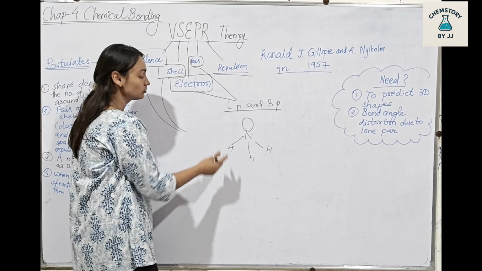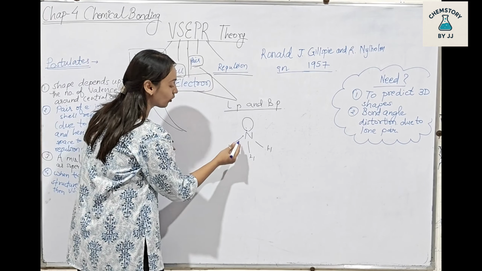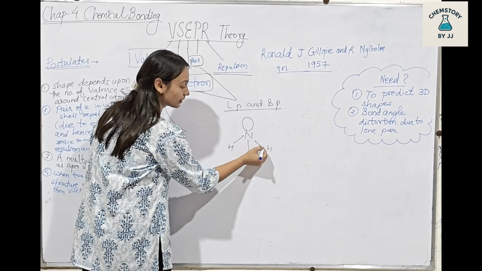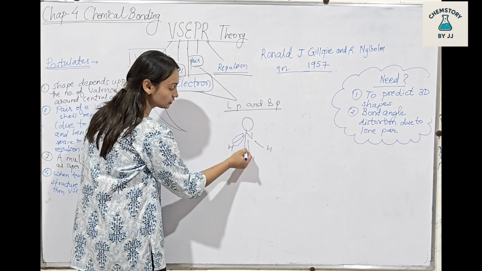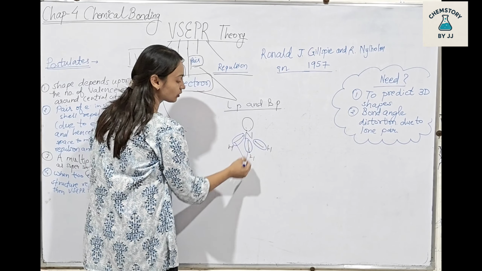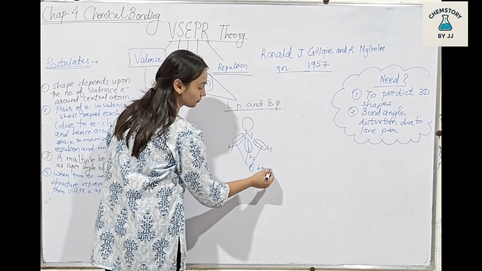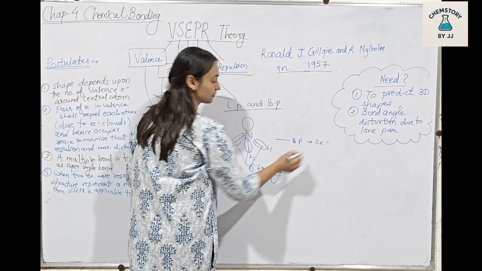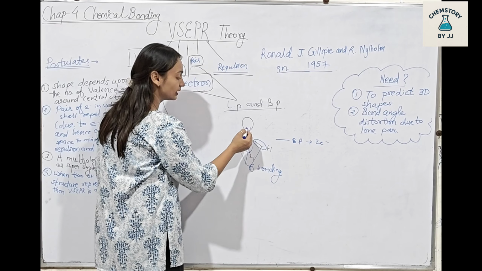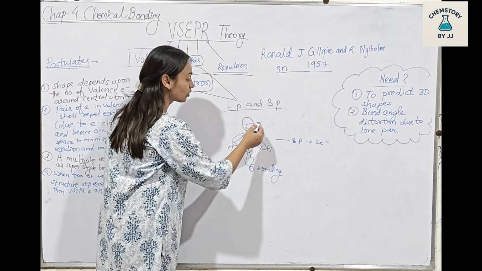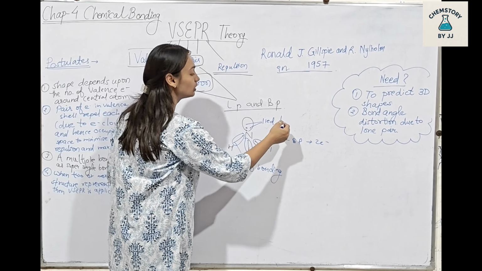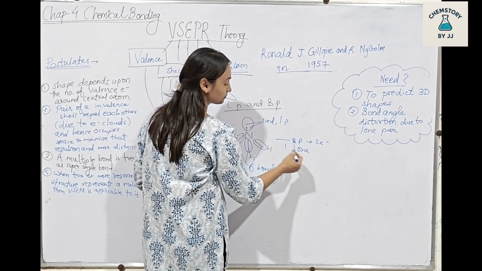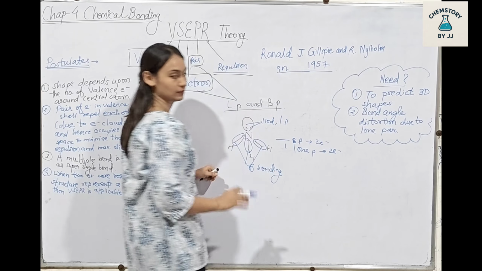For ammonia, how many bonding pairs are there? The electrons which are bonded are known as the bonding pair, right? These two electrons, these two electrons, these two electrons. So 6 electrons are bonding electrons, right? One bonding pair represents 2 electrons, okay? And the other one is non-bonding electrons. The 2 electrons which are lying here only are a lone pair, right? They have not been bonded. So one lone pair also represents 2 electrons, right?